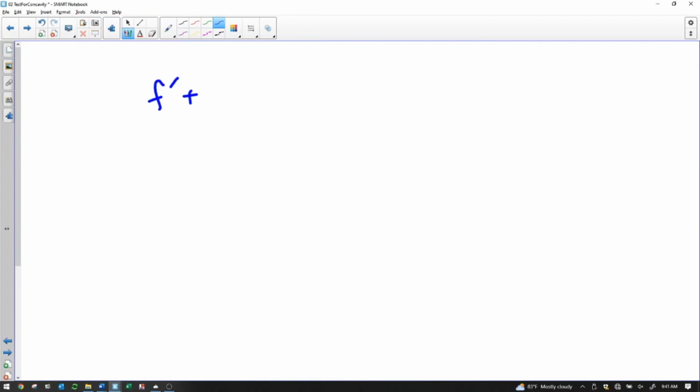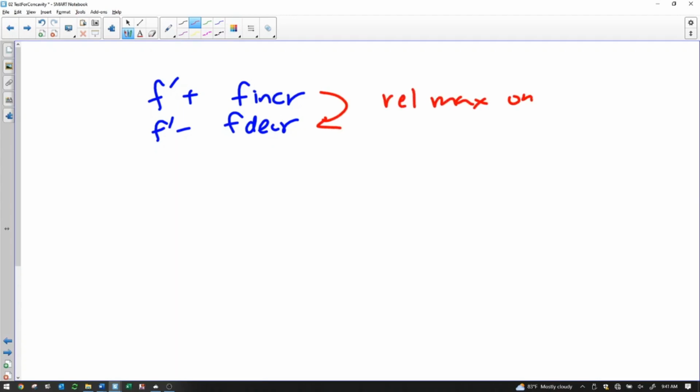When f prime is positive, f is increasing. Those are synonyms. When f prime is negative, f is decreasing. Those mean the exact same thing. If I say f decreasing, you say f prime negative. Does that make sense? If I say f prime positive, you say that means f is increasing. Those are synonyms. Whenever you move from the top row to the bottom row, there is always a relative max on the function f. Whenever you move from the bottom row to the top row, there is always a relative min on f. Does that make sense to you guys?